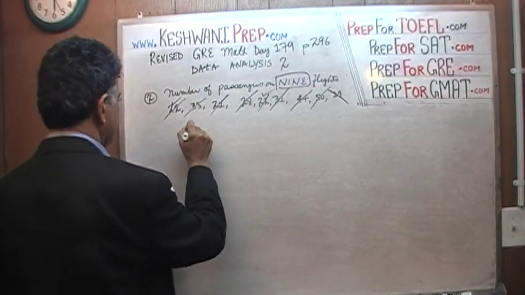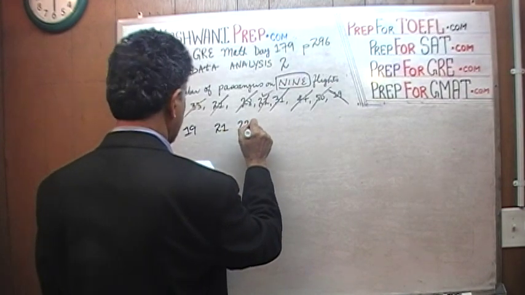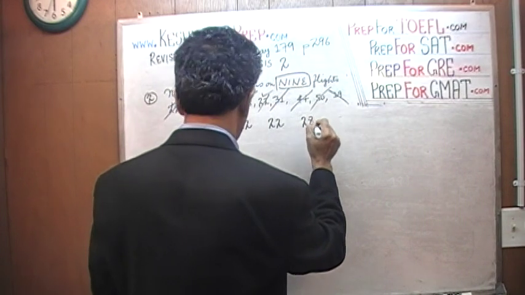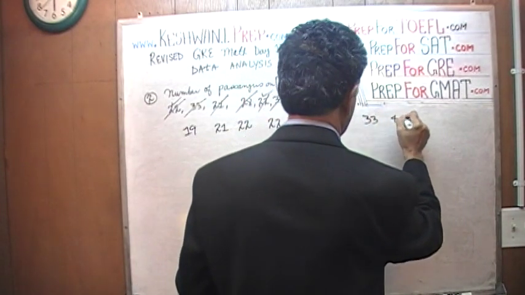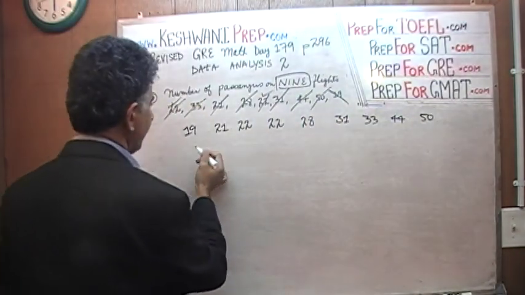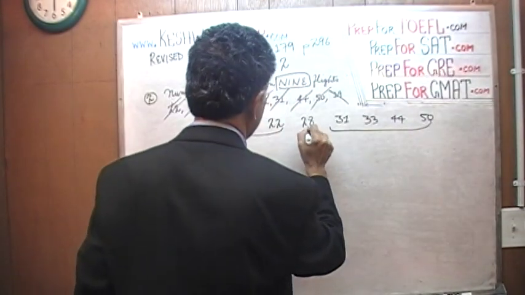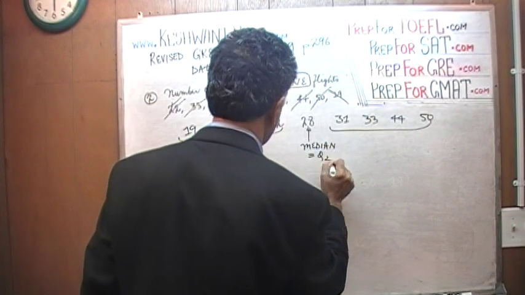So here we have 19, 21, 22, 22, 28, 31, 33, 44, and 50. One more time, because we have 9 observations, 4 of them are here, 4 of them are here. This is our median, which is same as second quartile.